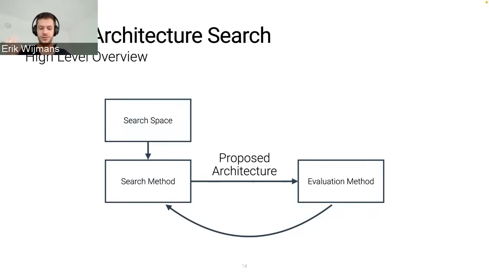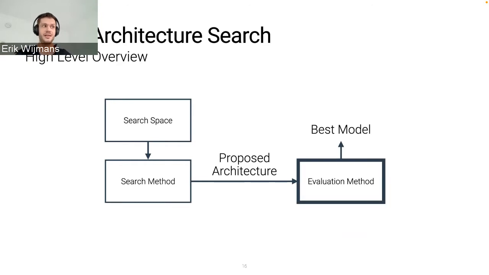Then the result of the evaluation method is used to refine the search method in some way or another, to decide: did we do a good job at selecting a network or not? And then this process iterates over the course of time through hundreds and hundreds of cycles, if not thousands of cycles or tens of thousands. And then from this, we select a best model. So now we'll look a little bit at the evaluation method in more detail.